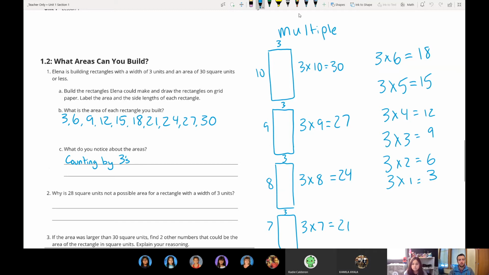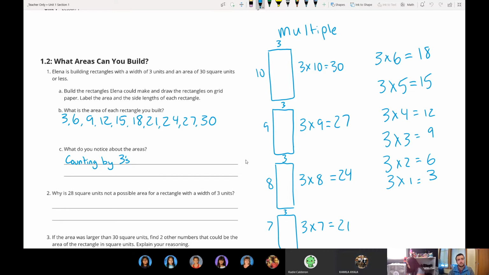Okay. How can we use the word multiple for one of these numbers here that are listed for the area? Can someone use the word multiple in a sentence to describe one of these numbers? Camila, is your hand still up or you just dropped it? I have an idea. Go for it.